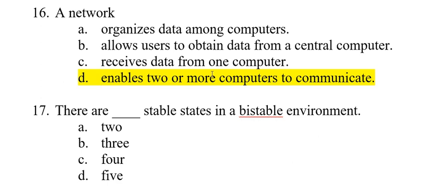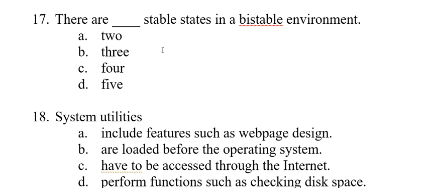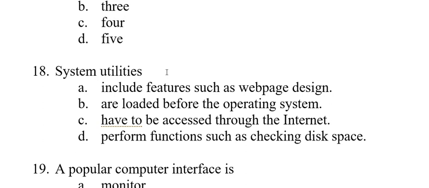Okay, number 17. There are 2 stable states in a testable environment. It could be 0, 1, on, off, true, false. Okay, so that's it for number 17. Number 18. Okay, the answer is system utilities perform functions such as checking the space. Okay, that's the correct answer for that. Okay, for number 18, system utilities perform functions such as checking the space.